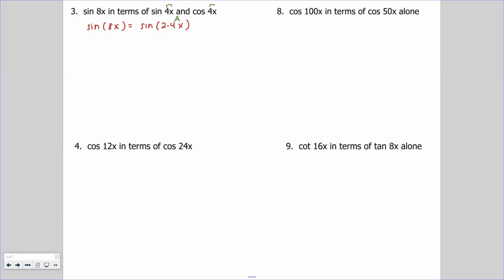That's the only way I can get to 4x, right? You could do 4x plus 4x as well. That would work. Okay, so then with the expansion of the sine of 2 times an angle, we get 2 sine 4x cosine 4x. That's it. We're done. Box it. We've got our final answer in terms of sine 4x and cosine 4x now.